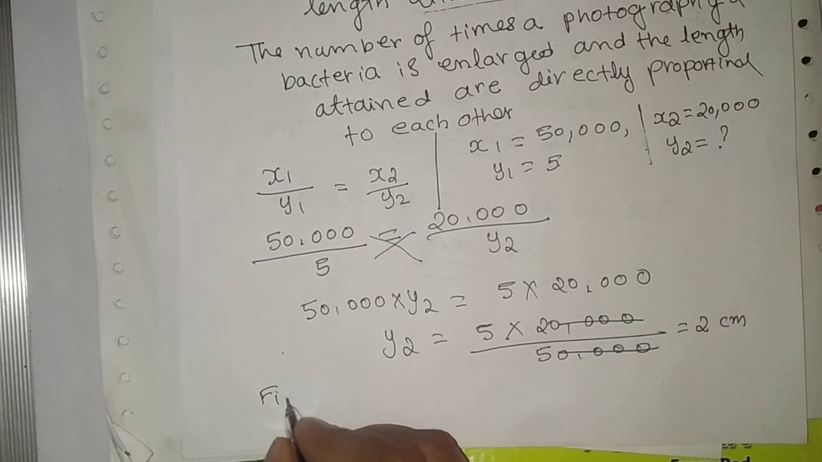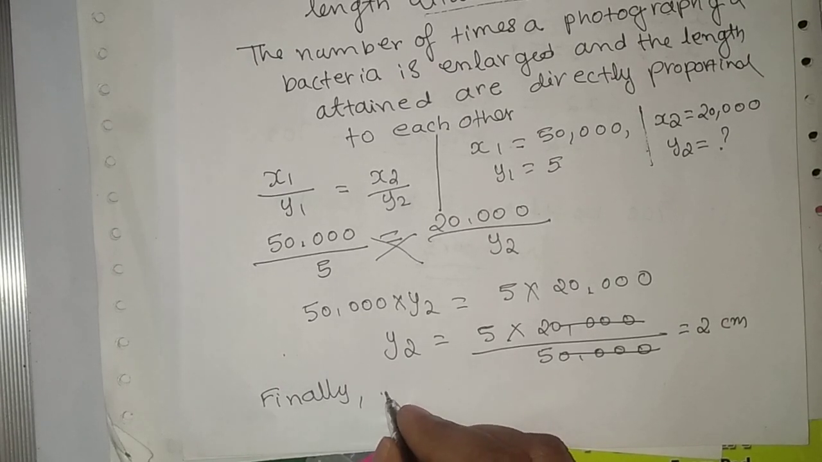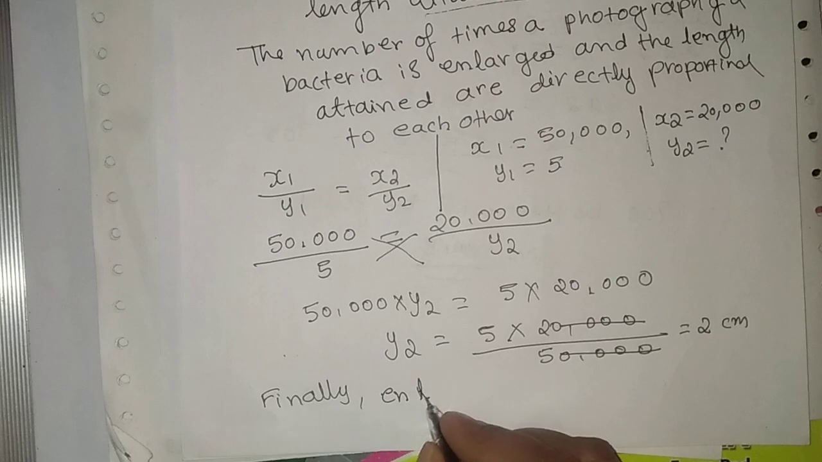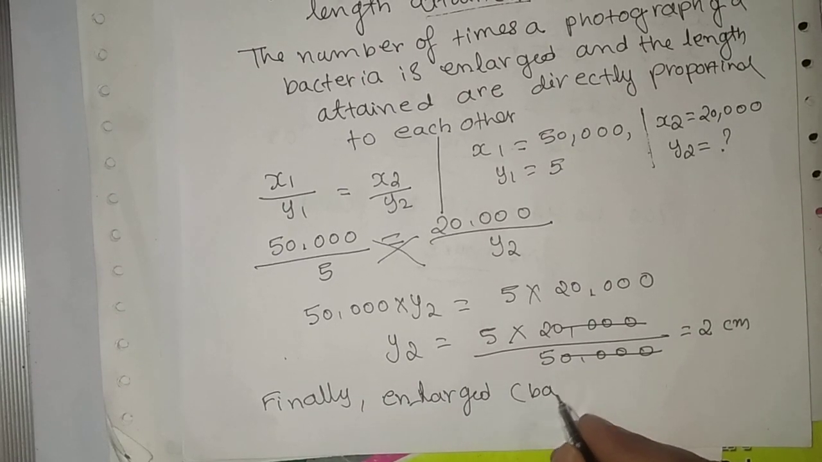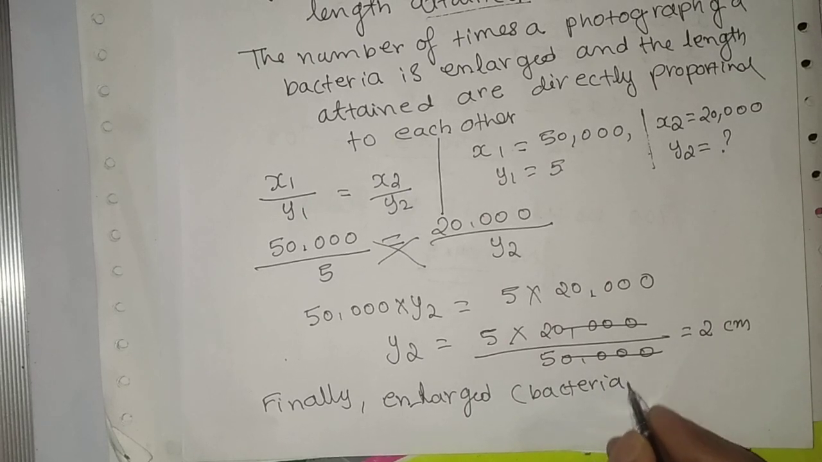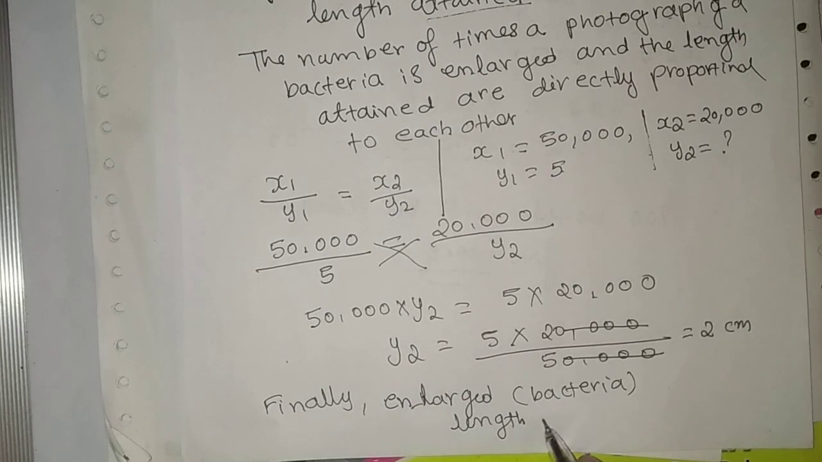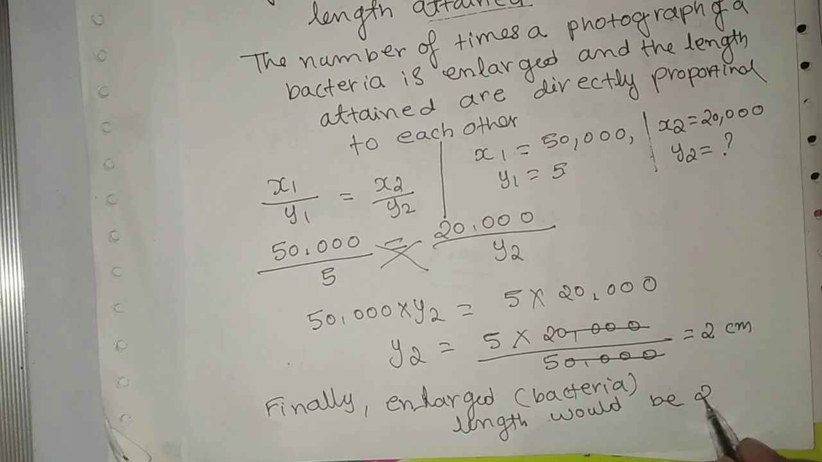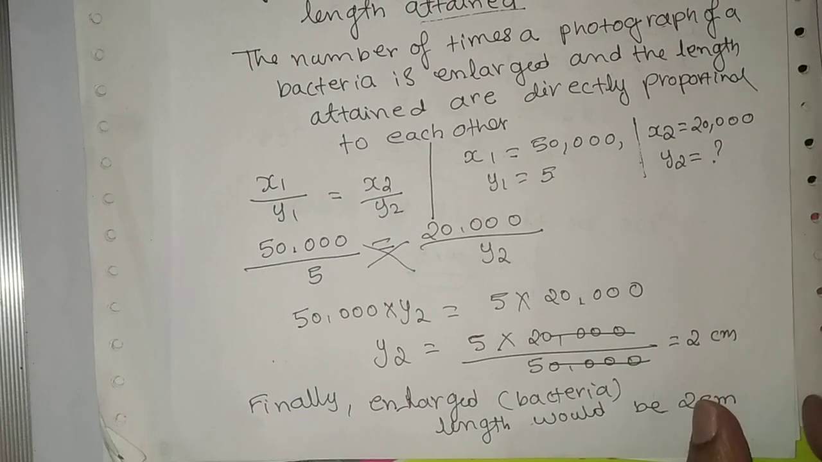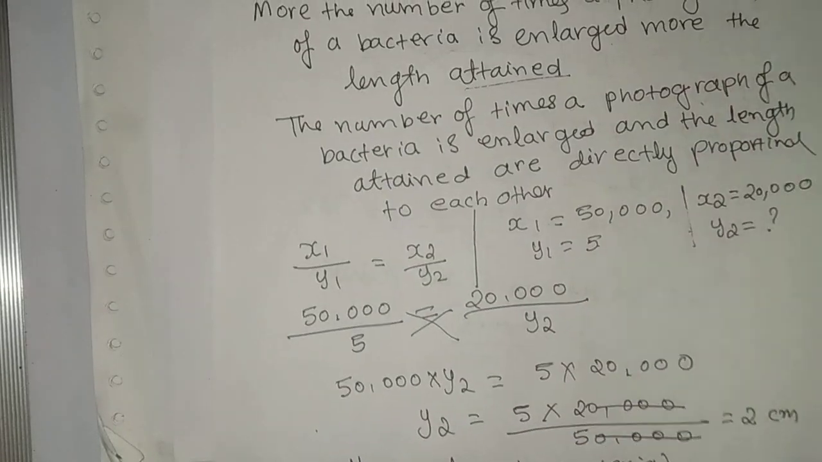So finally we can write, the enlarged bacteria length would be 2 centimeters. This is the fifth problem. So we finished the fifth problem. Move on to the sixth one.